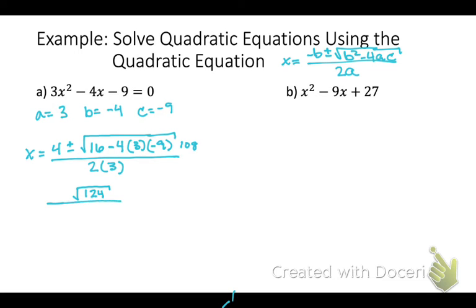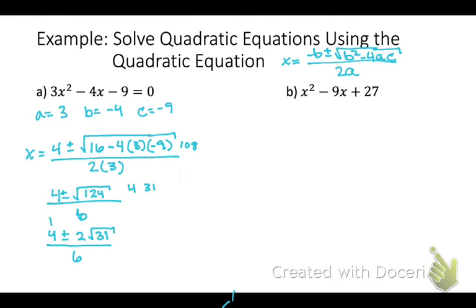Over 6. Wait. We have 4 plus or minus. So 108 is 4 times. Oh, 4 times 3 is 12 times 9 is 108. Is that all you have to do? We have to simplify. So 124, what do you know goes into it? 4 does. So 4 goes in here 31 times, I think, right? So what's the square root of 4? 2. So 4 plus or minus 2 square root of 31 over 6.